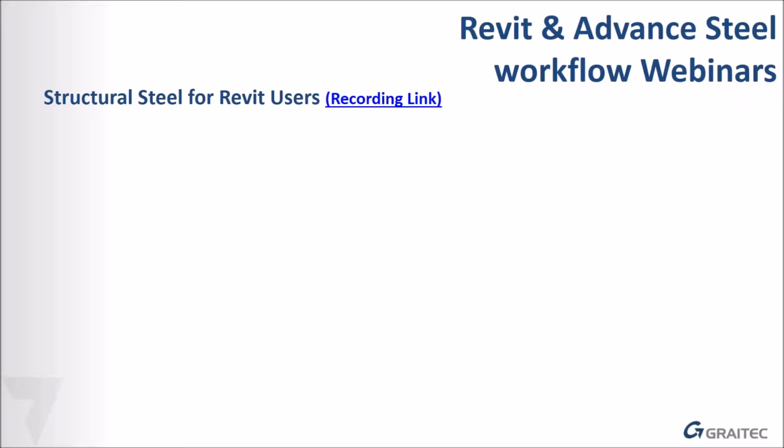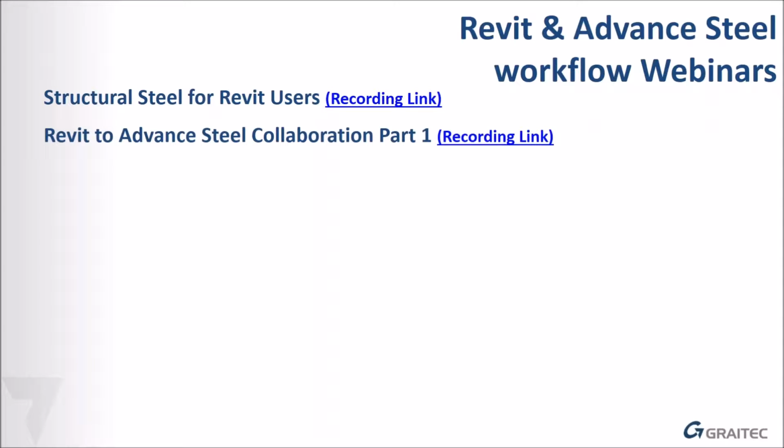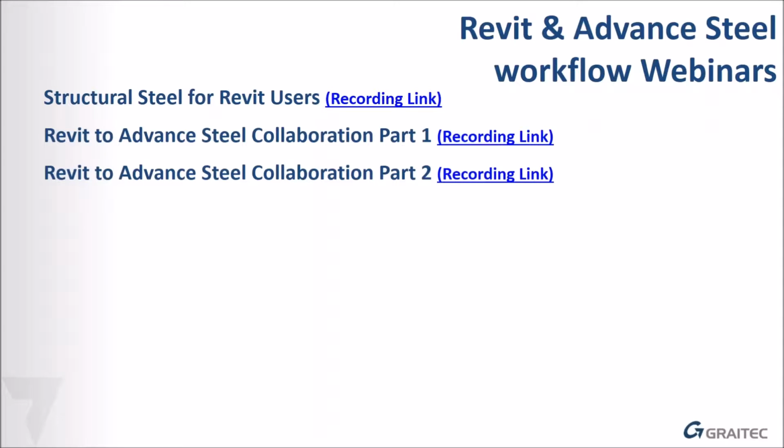Before we get started with today's webinar, we're going to look back at what we've already covered in the previous three. In the first one, I looked at the new steel tab within Revit 2019 and how we can achieve a higher level of detail in our Revit model. In parts 2 and 3, John Bennett took us through the Revit to Advanced Steel collaboration, the mechanisms, and the tips and tricks for getting the model through.